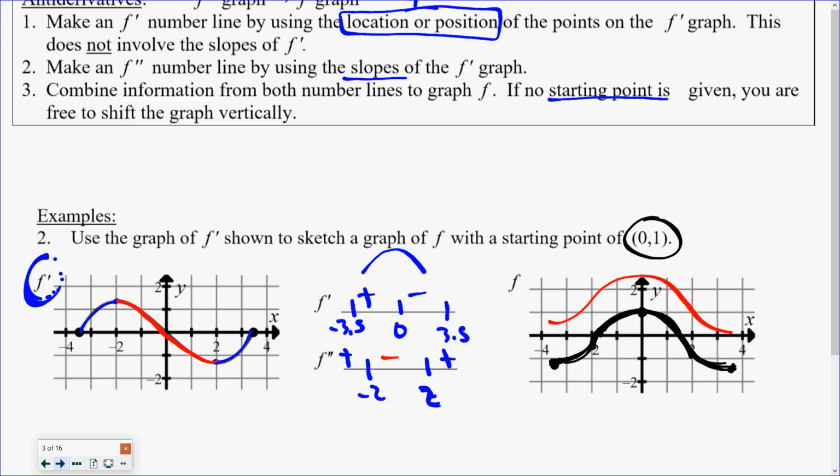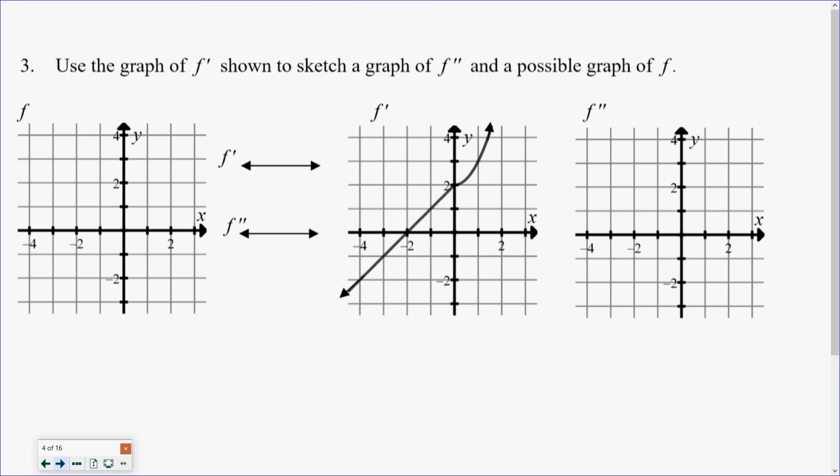Let's try another one. This one says, use a graph of f prime shown to draw the sketch of f double prime and a possible graph of f. So let's take f prime and draw the graph of f double prime. Remember, when we're doing that, we're just looking at the slopes. I'm taking a graph and going to its derivative. So let's pick some numbers and plug in some slopes.